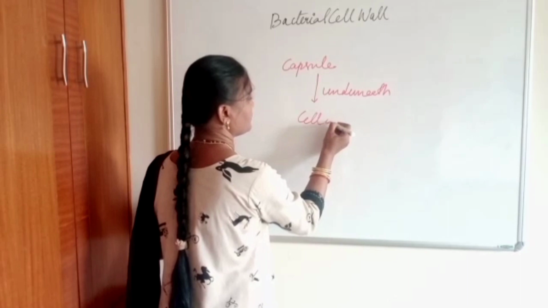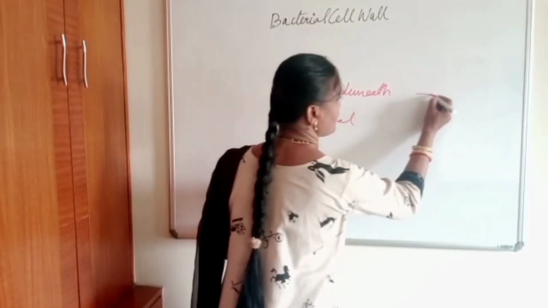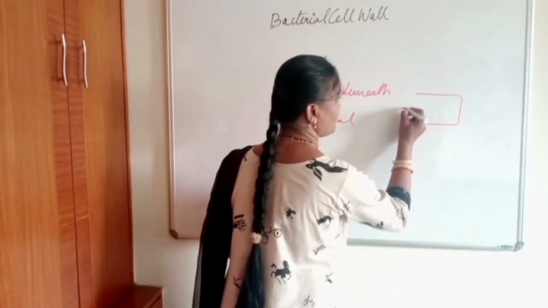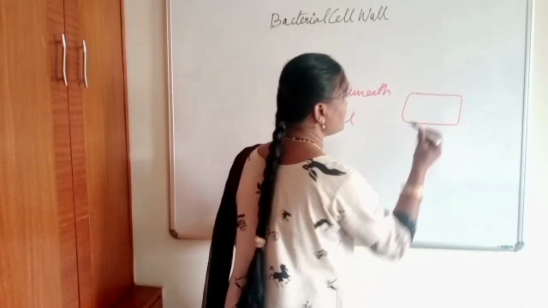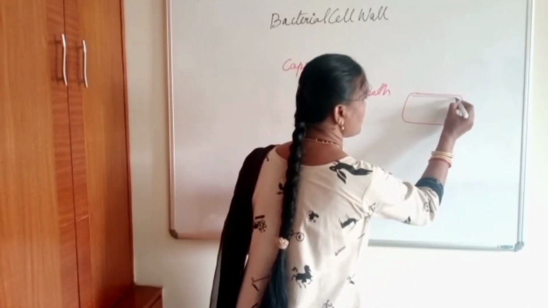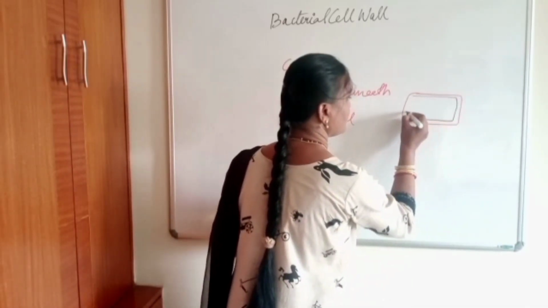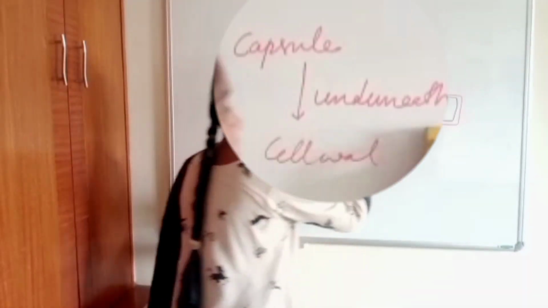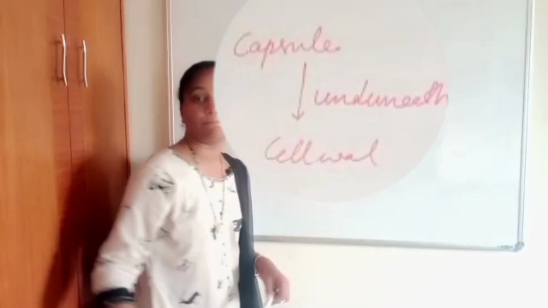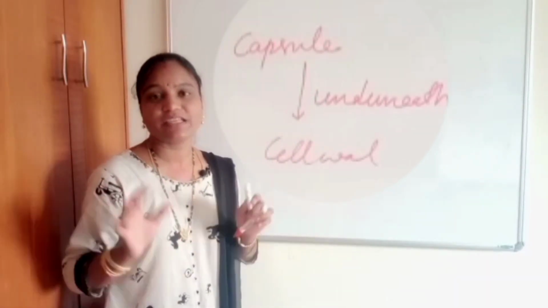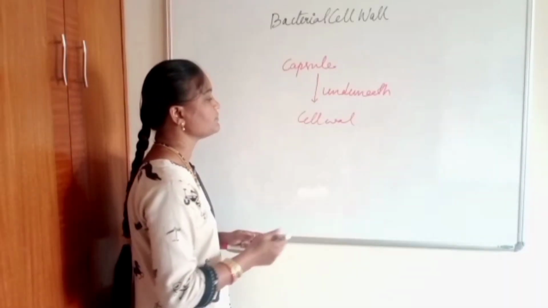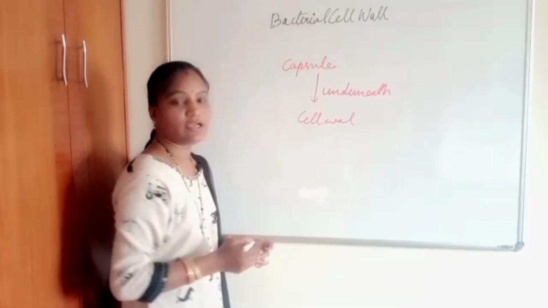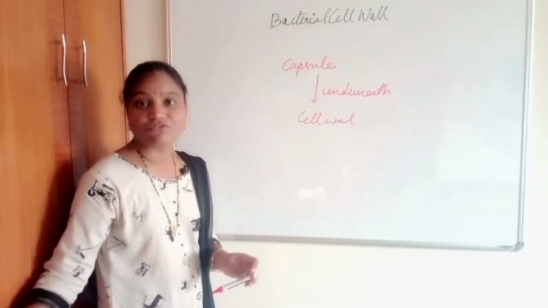So this is your cell wall. This is the capsule of your bacteria, and this is your cell wall, which is present underneath your bacterial capsule. So this is the location of the cell wall in a bacterial cell. Now, this cell wall has different functions.